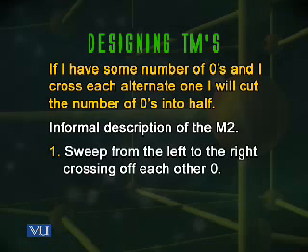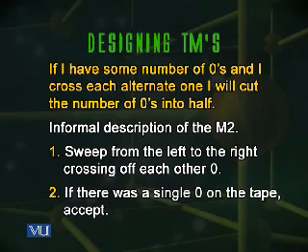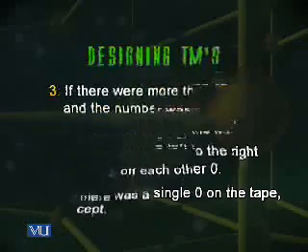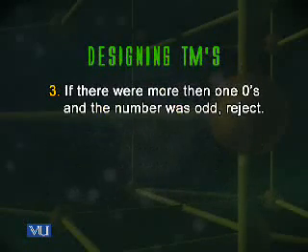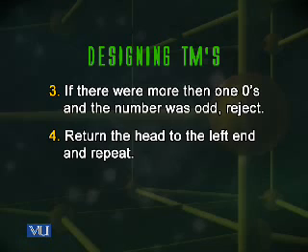The idea is this: the Turing machine will sweep from the left to the right through its input, and it will try to cross off every other zero that it encounters. Now, if there is a single zero on the tape, the Turing machine will accept. If there were more than one zero and the number of zeros was odd, then the Turing machine will reject. And otherwise, the Turing machine will return its head to the leftmost end and repeat this process.